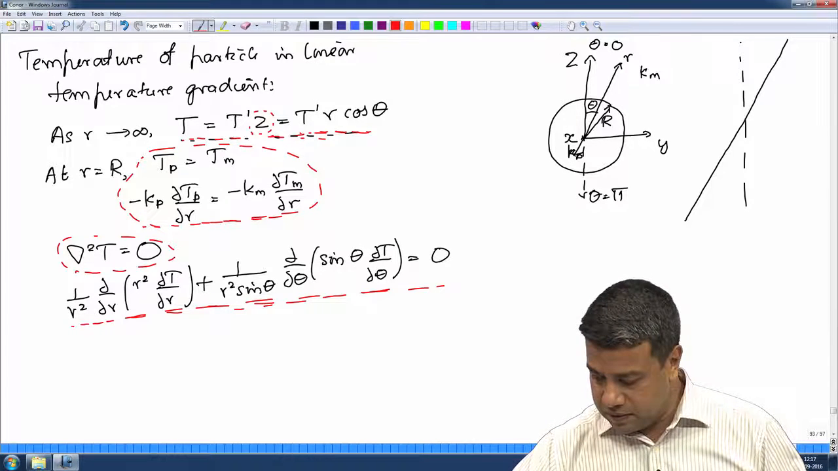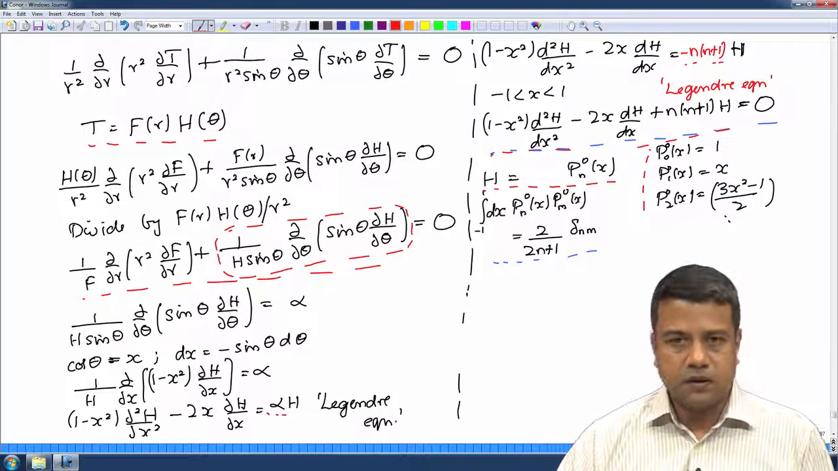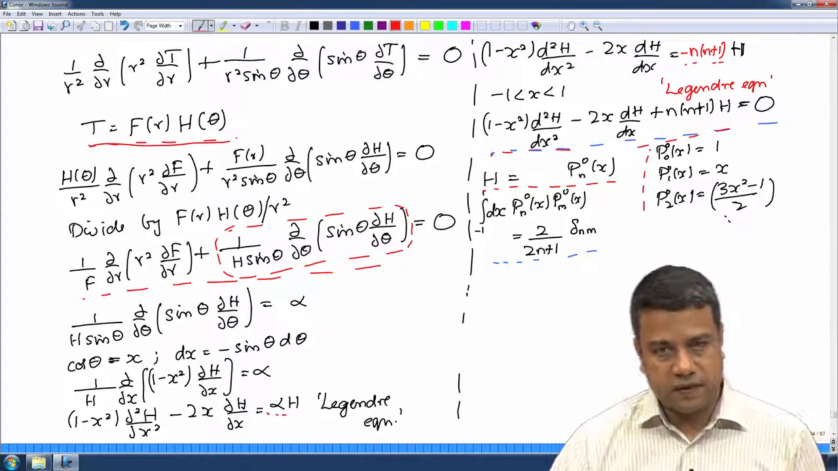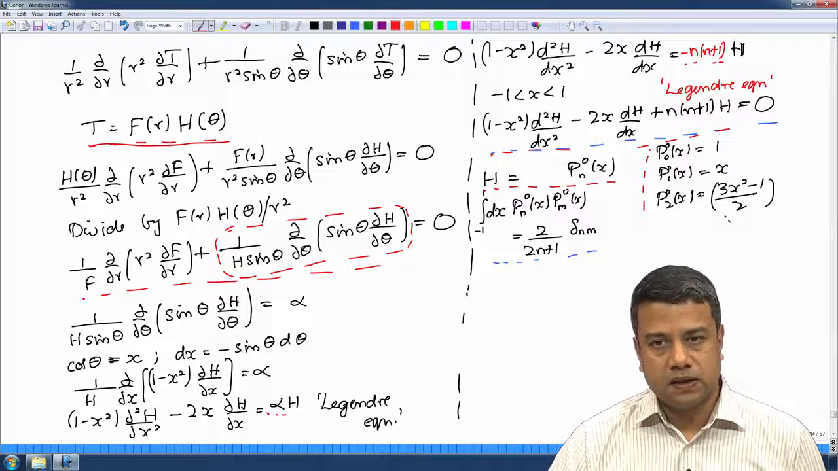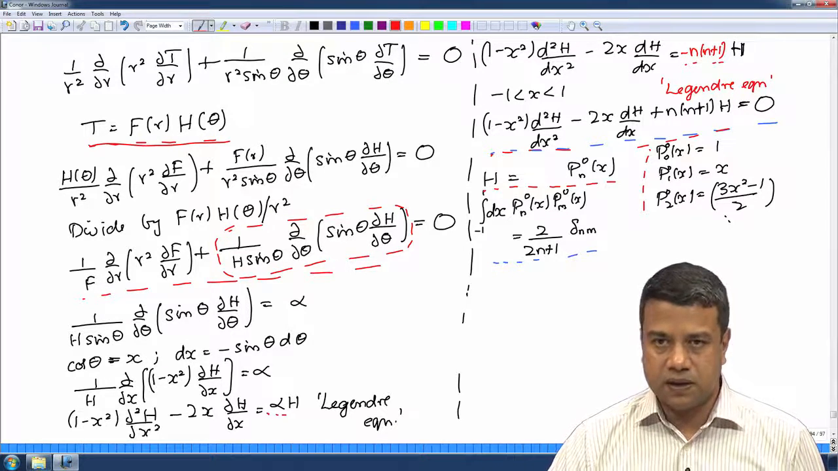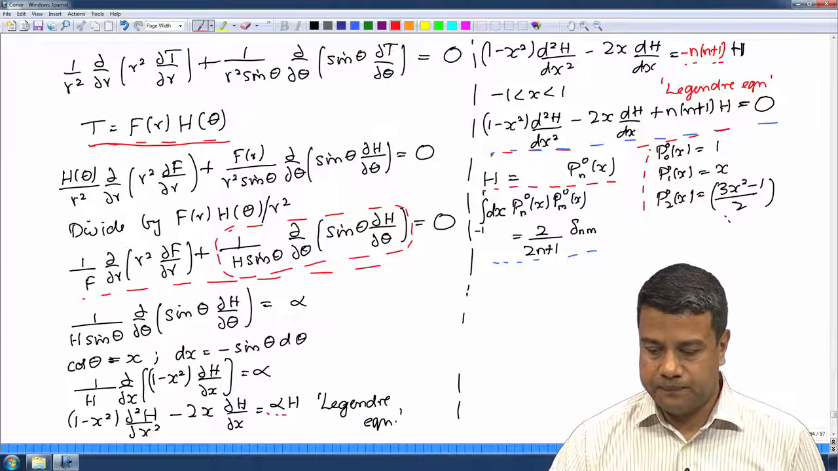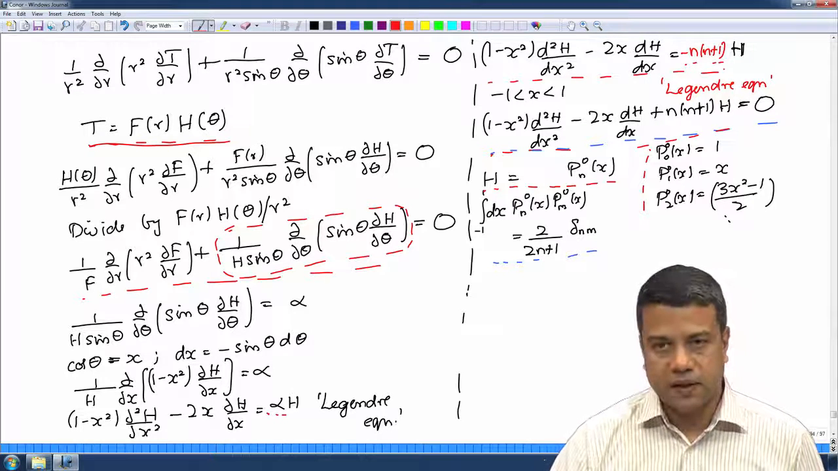We had solved this using separation of variables by writing the temperature as some function of r times some function of theta. In the theta direction, there are no physical boundaries. There is a coordinate boundary at theta is equal to 0 and theta is equal to pi. The differential equation for this reduces to this form.